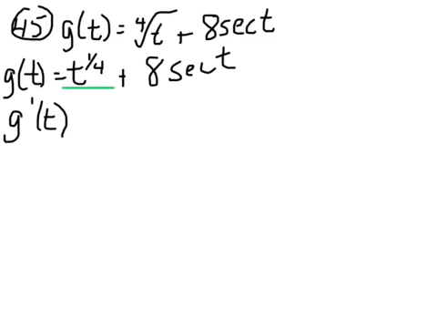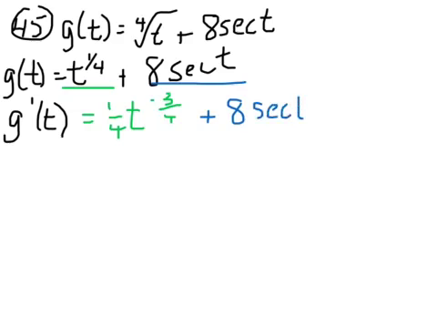The derivative of t to the 1/4 would be drop the 1/4 down, then you got your t, and then you subtract 1 from your exponent. So 1/4 minus 1, which would be 4 over 4, would be negative 3 over 4. Okay, I'll make that look prettier here in a minute. Now the 8 secant t, remember, when I take the derivative, it's just going to be an 8 out front of the derivative of secant t, because 8's just a constant. And if you look on page 123, the derivative of secant of x is secant x tangent x, so this would be secant t tangent t.